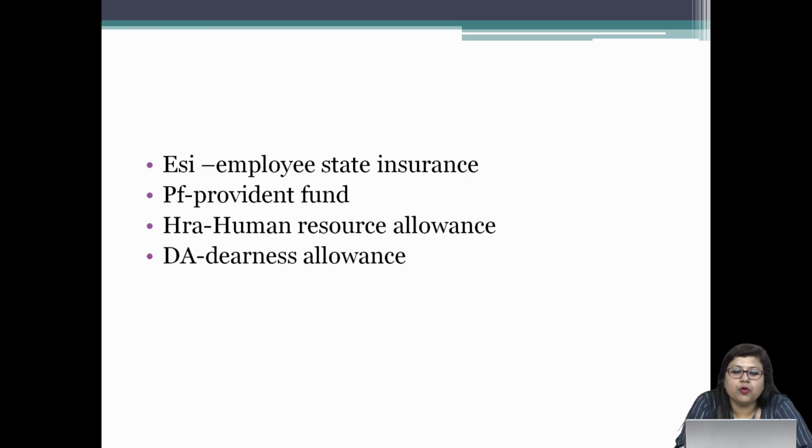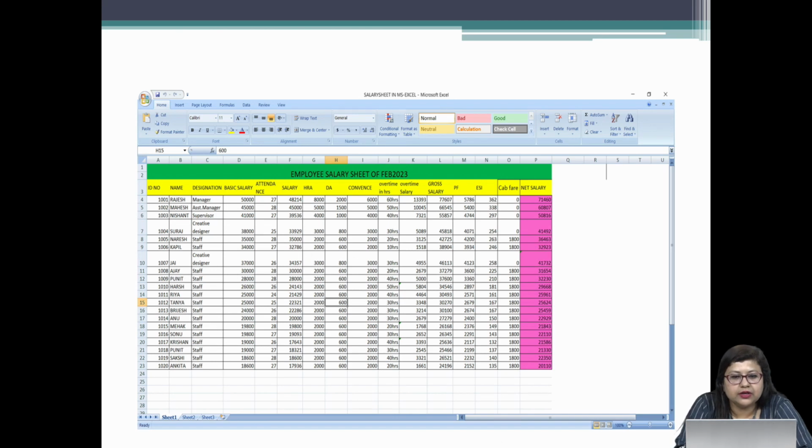ESI stands for Employee State Insurance, PF stands for Provident Fund, HRA stands for House Rent Allowance, and DA stands for Dearness Allowance. You can see the sample over here which I have already prepared in MS Excel. Now we will be discussing how we have prepared this salary sheet in Excel.